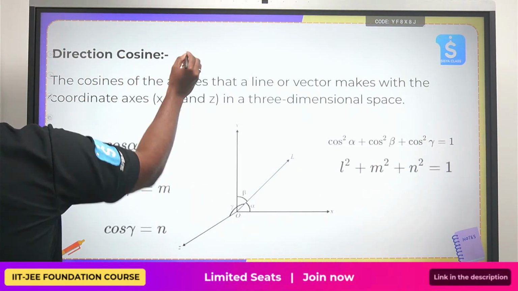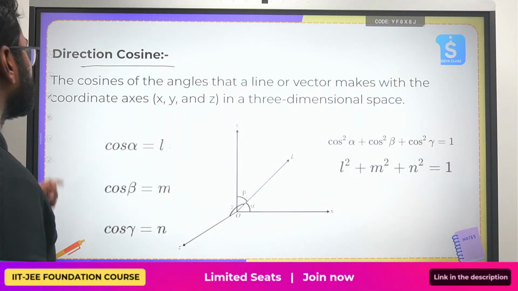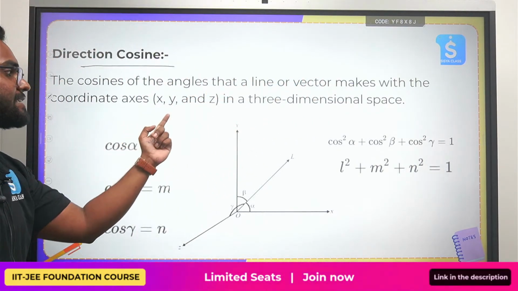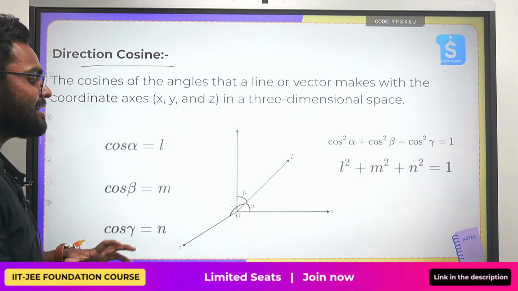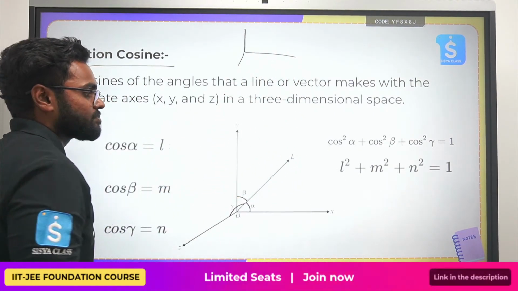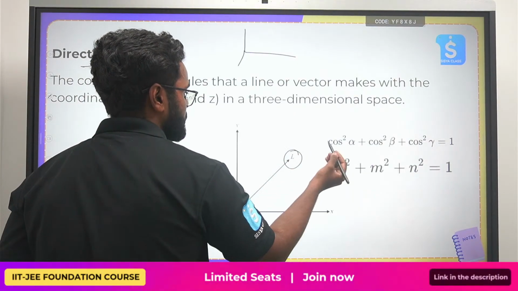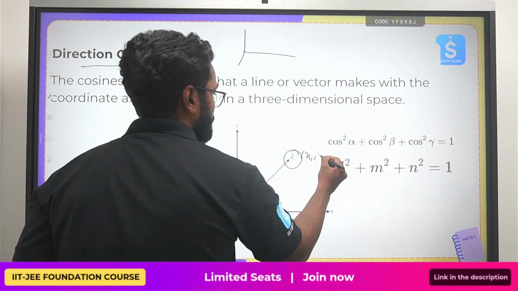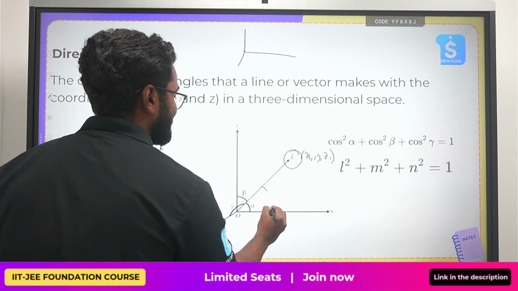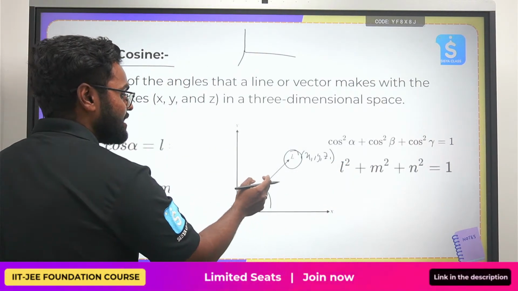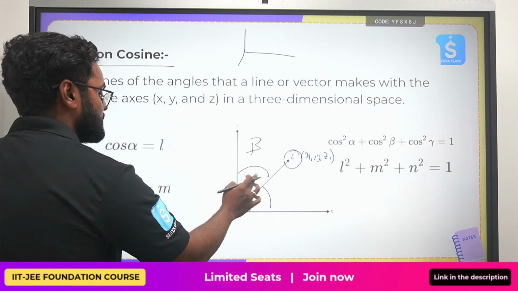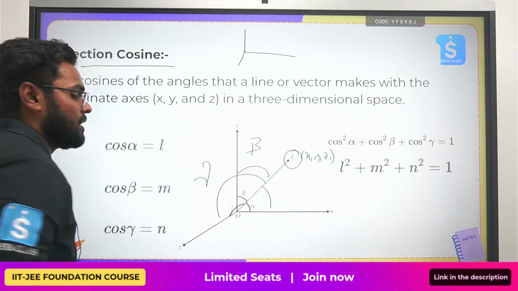Coming to direction cosines, it's an important topic. Direction cosines are the cosines of the angles that a line or a vector makes with the coordinate axes x, y and z in a 3-dimensional space. This is a 3-dimensional space, x, y and z. Let a point be L. You can assume the coordinates as x1, y1 and z1. Now the angle it makes with the x-axis is alpha, the angle it makes with the y-axis is beta, and the angle it makes with the z-axis is gamma.